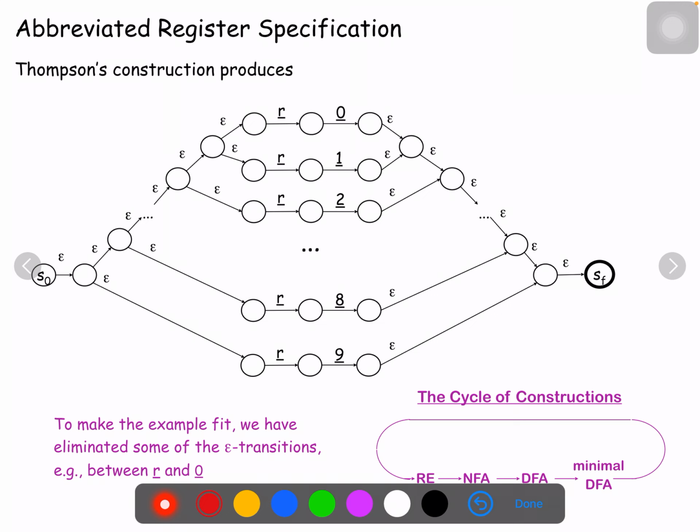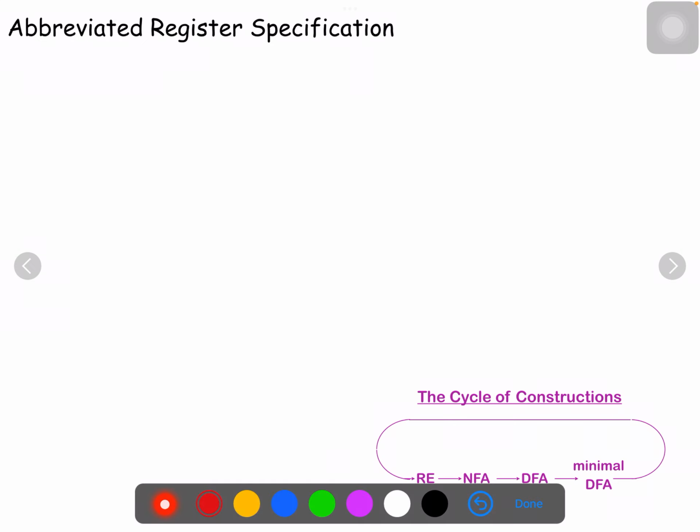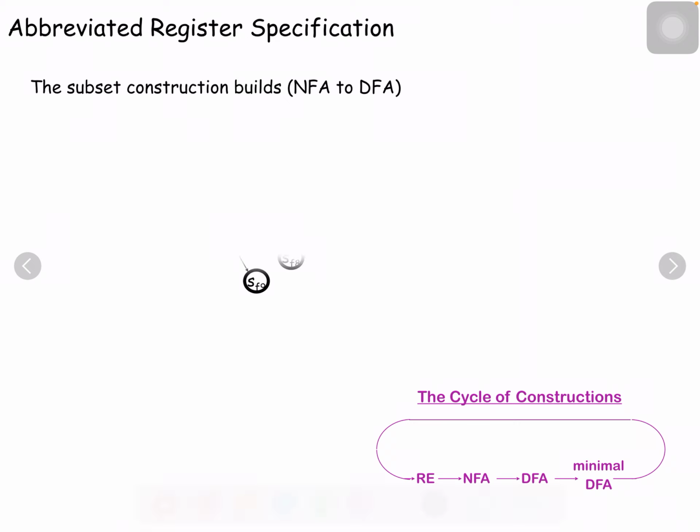So you can see this is a huge diagram, so I need to reduce it. How do you reduce it? This is very important. Look at this, this is an NFA, non-deterministic finite automata. I want to reduce it by eliminating epsilon.